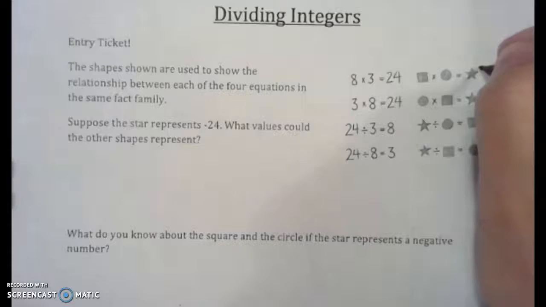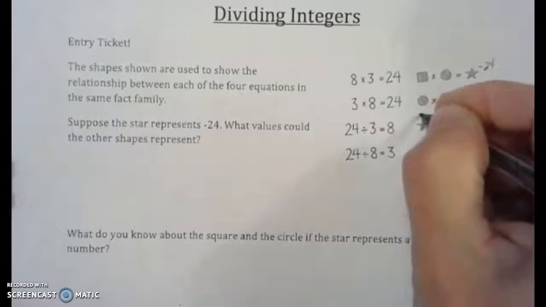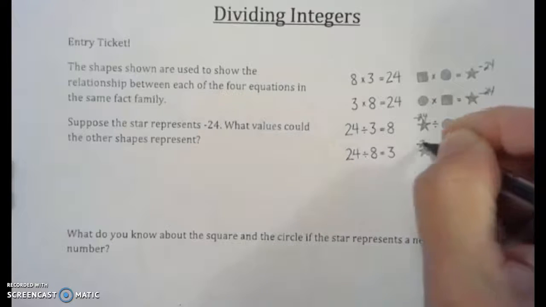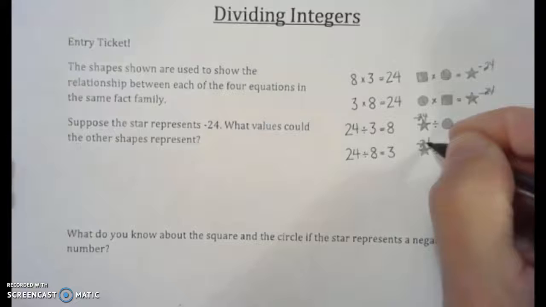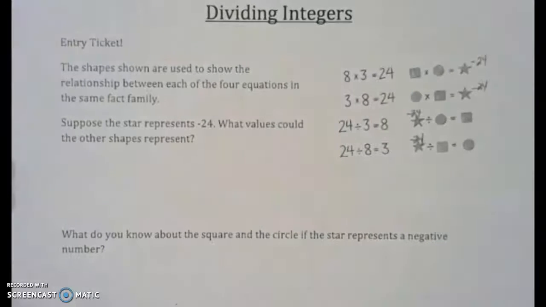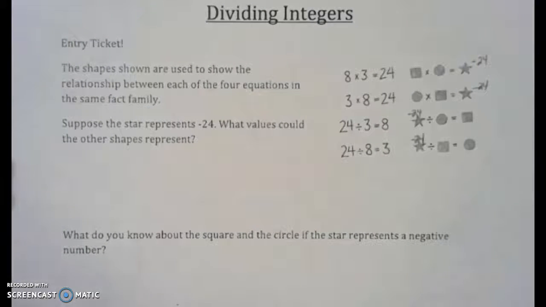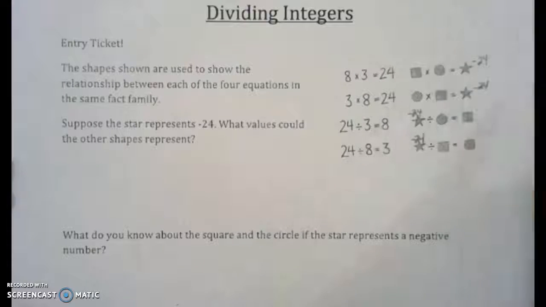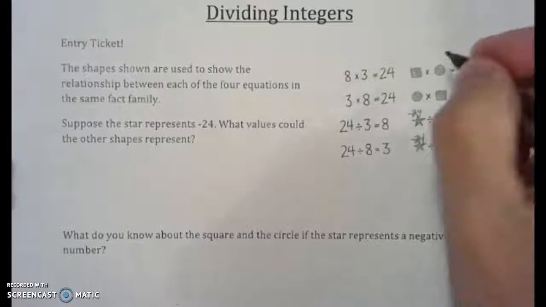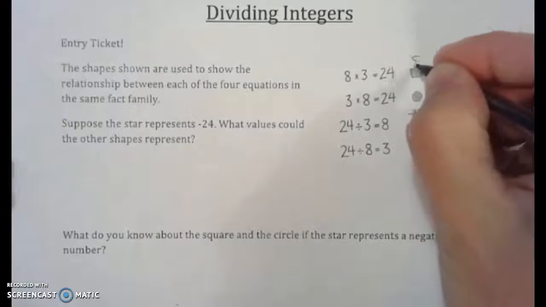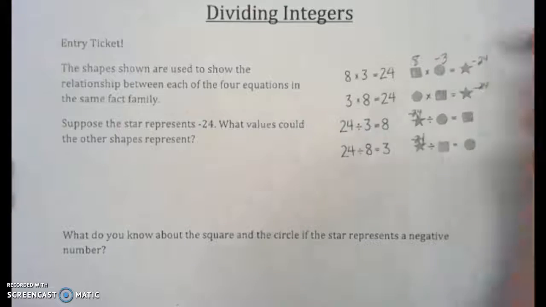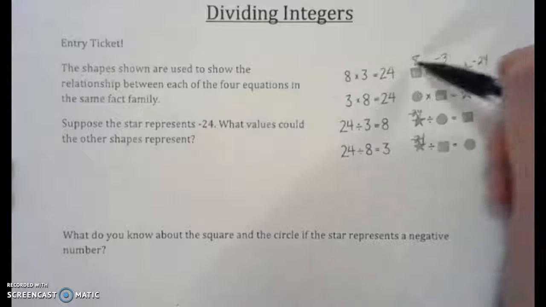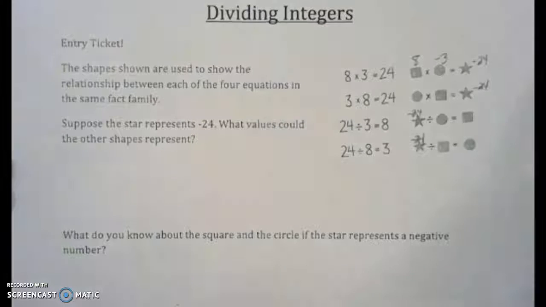Okay, so all of these stars are equal to negative 24. So I'll just go ahead and put these negative 24s in there to help me with the stars. Okay, and they want to know, well, what values could the other shapes be? So all I have to do is think of some fact families that would give me a negative 24. If I'm multiplying, well, maybe I could use the numbers like they did over here, 8, and then maybe it's a negative 3. Or maybe the 8 was negative and the 3 was positive.